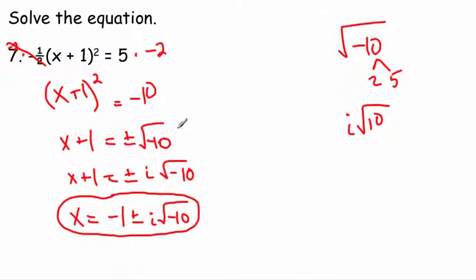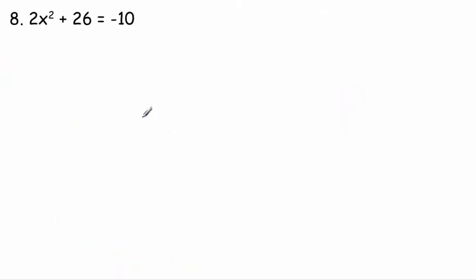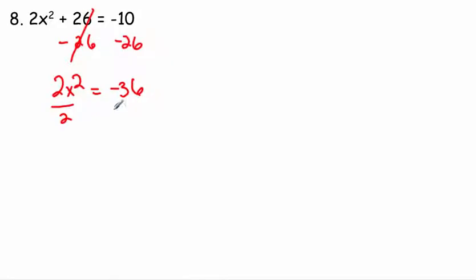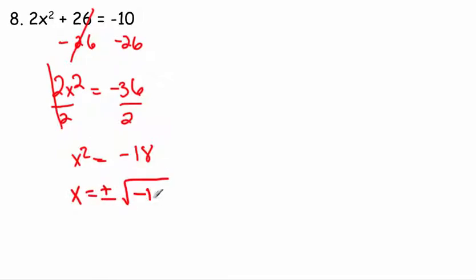Okay, so let's look at the next example. We've got 2x squared plus 26 equals -10. I'm going to subtract 26 from both sides. That's going to get me 2x squared equals -36. Then I'm going to divide both sides by 2. That's going to get me x squared equals -18. Take the square root of both sides. Don't forget your plus minus here of -18.